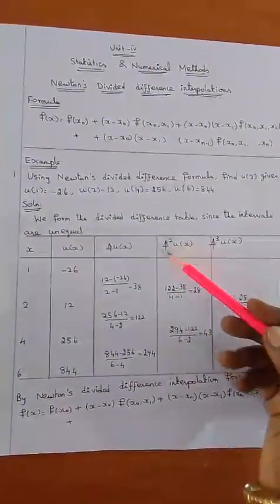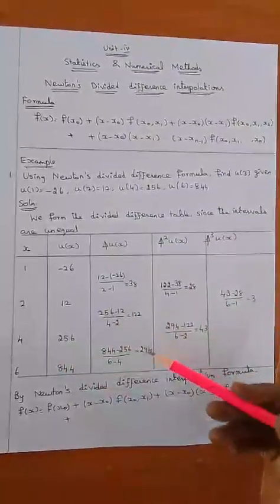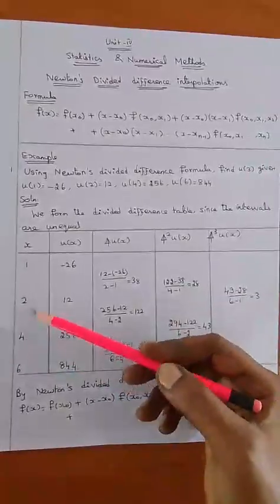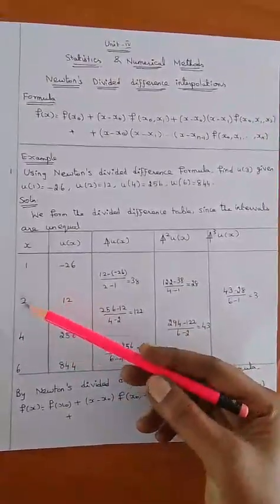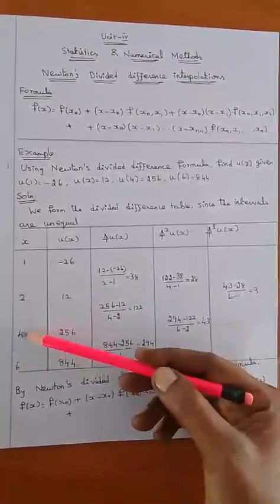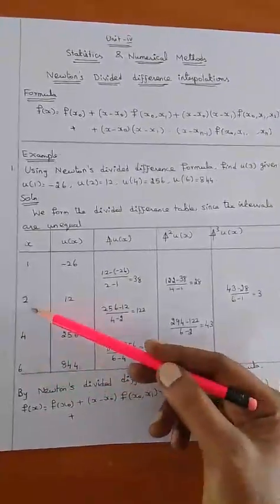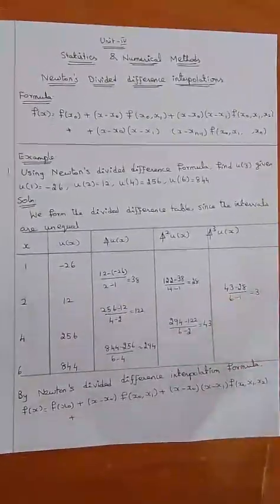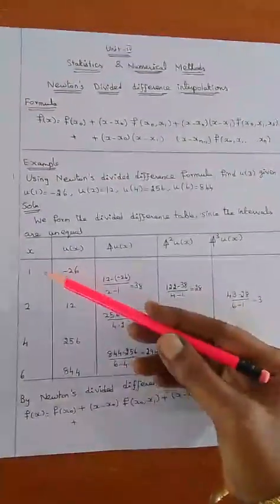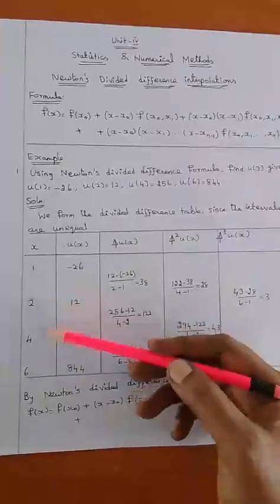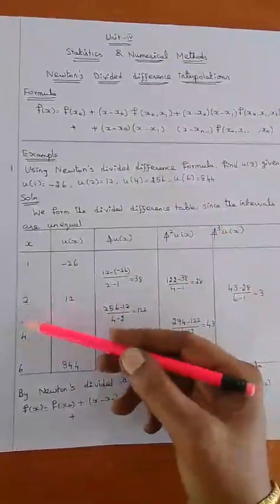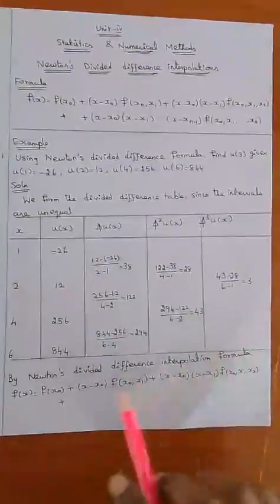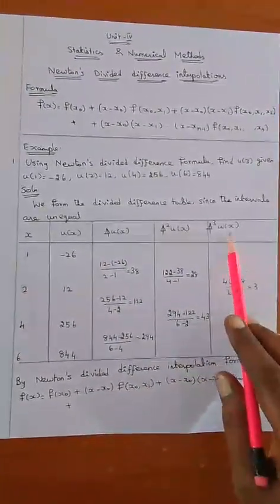Similarly, the numerator here is 294 minus 122, and we start from here and skip this term, so 6 minus 2. So we get this value. Similarly for the cube, we start from this term, skip 2 terms, and take this one, so we have 6 minus 1. For this problem, we have up to the cube.